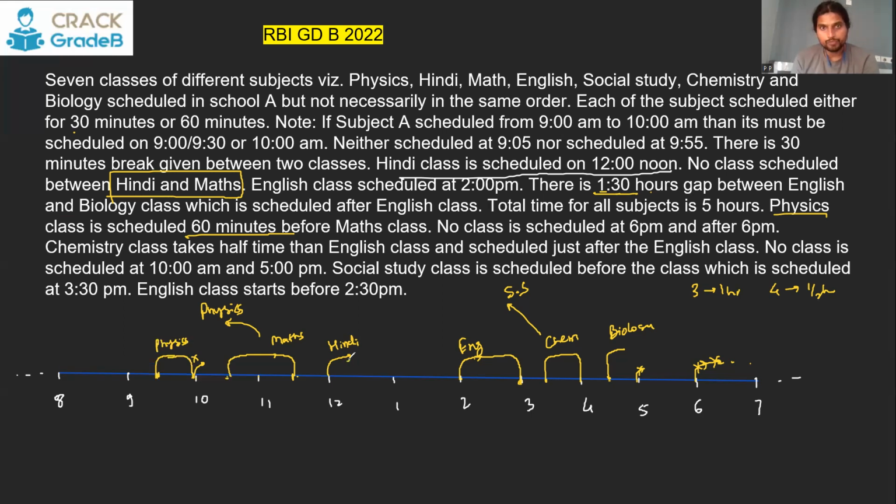Could that be Hindi? Could Hindi be a 1 hour class? If Hindi was a 1 hour class, Hindi should be getting over at 1 o'clock. But then 1:30 to 2 is not possible. There is only a half-hour gap.